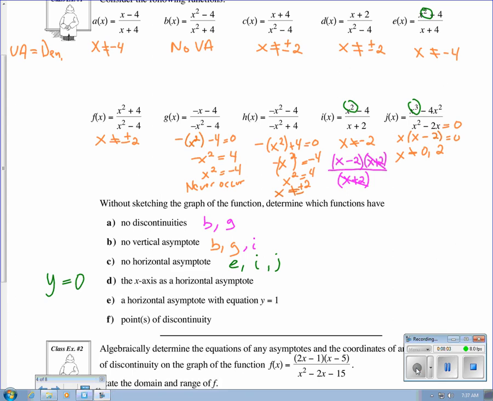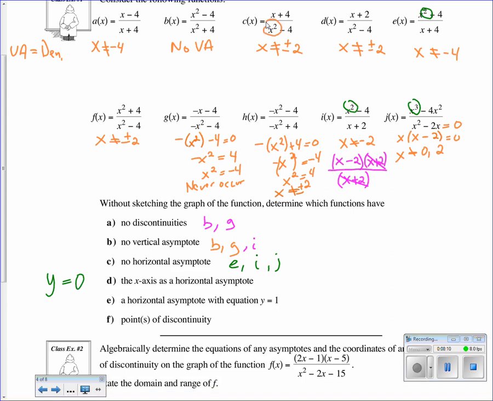The x-axis becomes my horizontal asymptote when the denominator overpowers the numerator. So that's when the denominator has a higher degree than the numerator. So we want to find those places where the denominator has a higher degree than the numerator. And I found that in 3 places, C, D, and G.